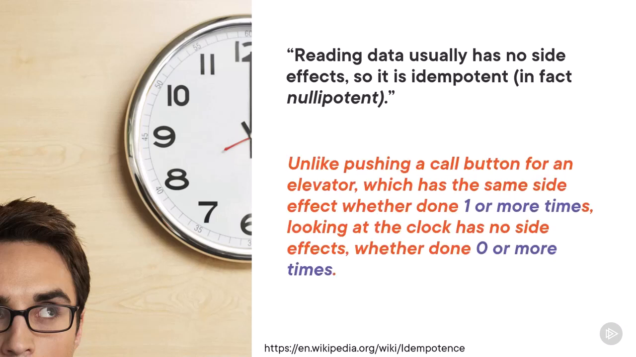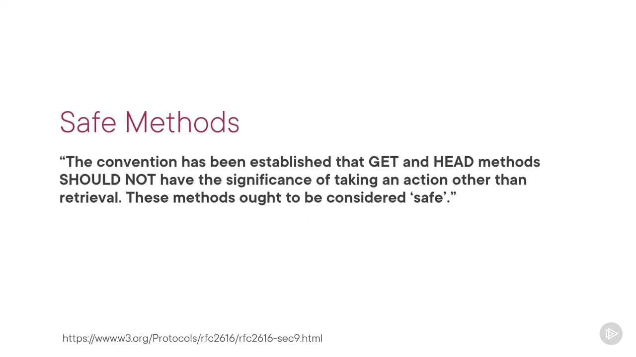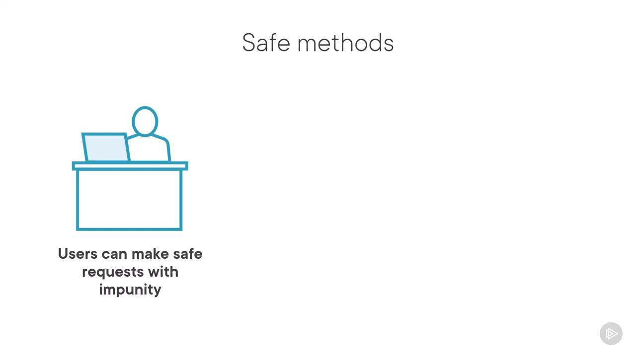Unlike pushing a call button for an elevator, which has the same effect whether you do it 1 or more times, looking at the clock has no side effects whether you do it 0 or more times. Methods that do not alter the state of the system should be considered safe for users to interact with. The convention has been established that GET and HEAD methods should not have the significance of taking any action other than retrieval. Safe methods can be used by users freely, and any side effects they might have should not be considered the user's responsibility, since the convention is that such methods should not have any. Safe methods can be used by users without risk.